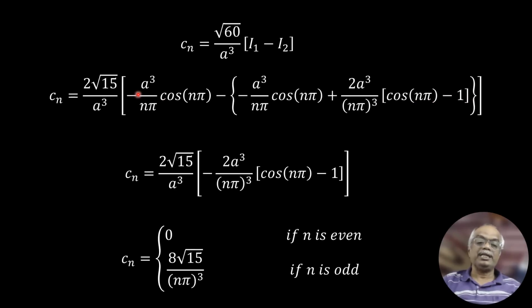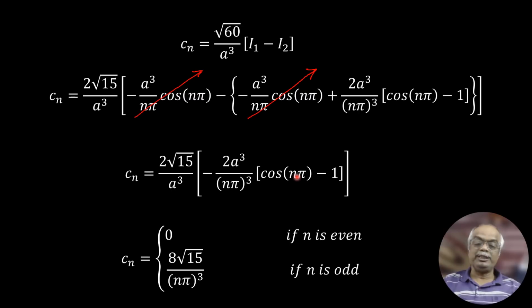Then here, compare the first term of this with the first term of this. We are subtracting both, so this will get cancelled with this term. Then the only term left is the last one, that is minus 2a³ divided by (nπ)³ times (cos nπ minus 1). So if n is even, cos nπ will become 1, 1 minus 1 is 0. So Cn will be 0 if n is even.